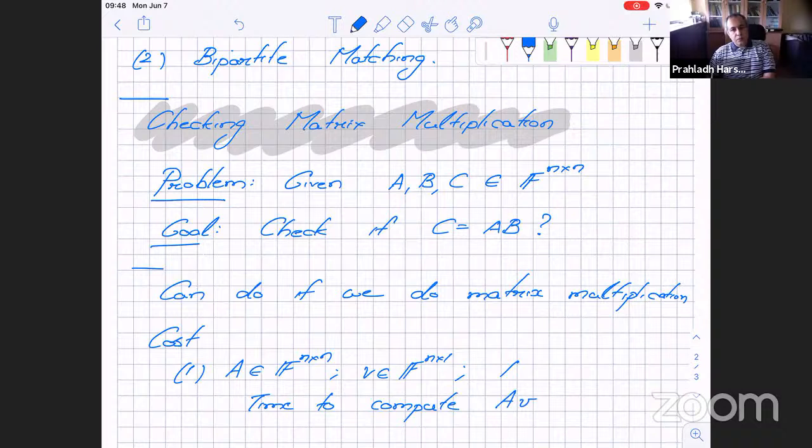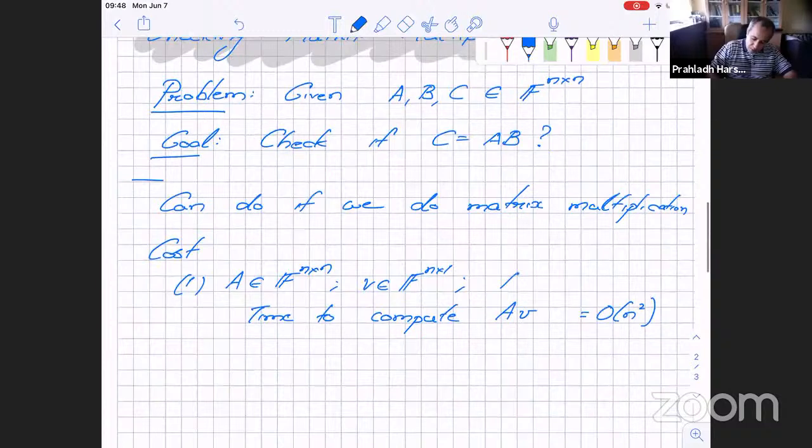N squared. N squared is an upper bound, because each element of Av is a dot product of a row of A with the column vector v. That has n multiplications and then n minus 1 additions, and you have to do n such operations. So certainly this can be done in order n squared. Now, what about AB in F^(n cross n)? The same thing, what is the time to compute AB?